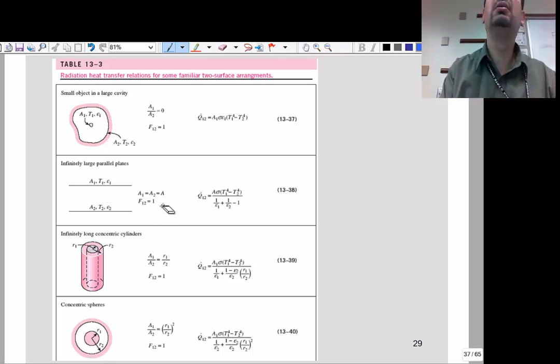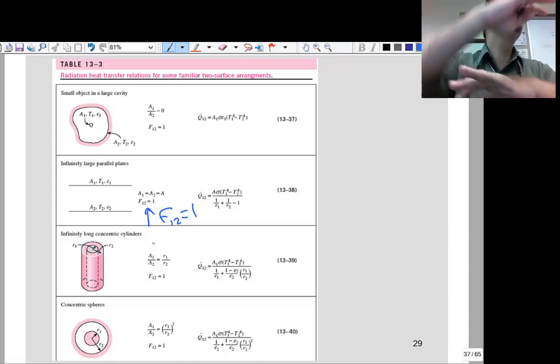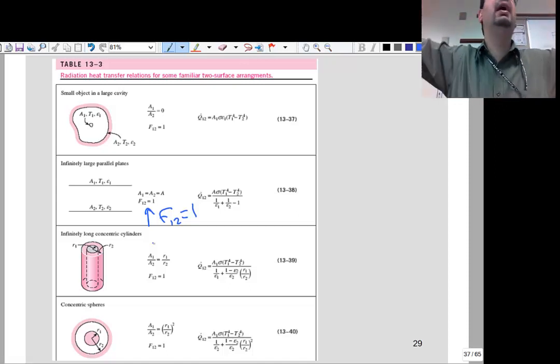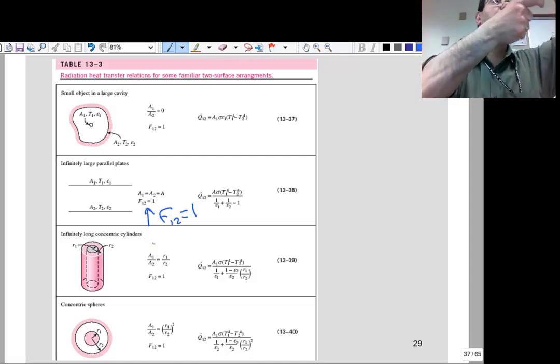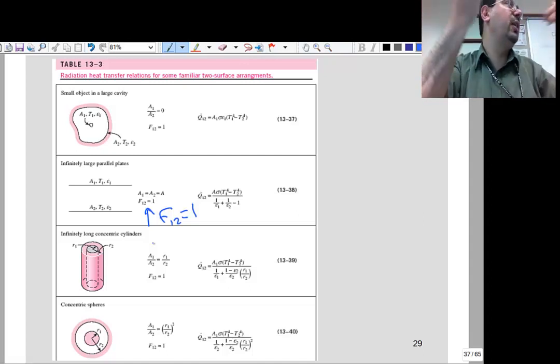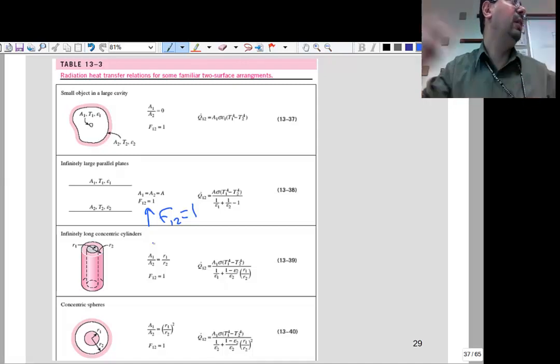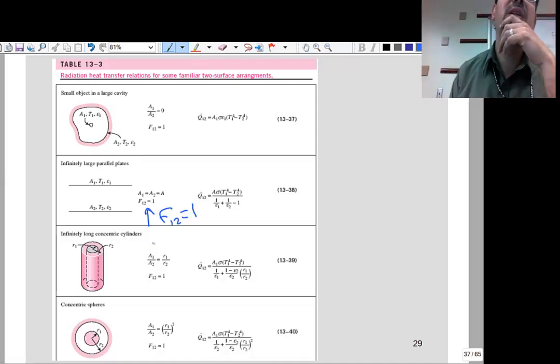F12 is, can you read that? Everything leaving 1 will have to fall on 2. Because first, to start with, F11 is 0. It cannot see itself. And because they are infinitely long, it doesn't see the ends. Nothing can leave the ends. If it's just 1 inch over 1 inch, some stuff can escape. But if it's infinitely long, F12 is basically 1.